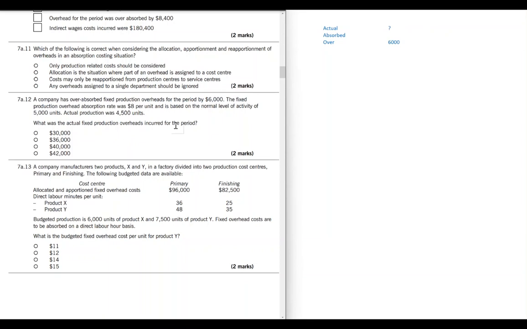The overhead absorption rate was 8, normal activity was 5,000, and actual activity was 4,500. Remember, we absorb using actual activity. So multiplying by 8 becomes 36,000. If 36,000 was absorbed and we have over-absorption of 6,000, that means actual should have been 30,000. So A would be correct. If it was under-absorbed, then the answer would be 42,000.